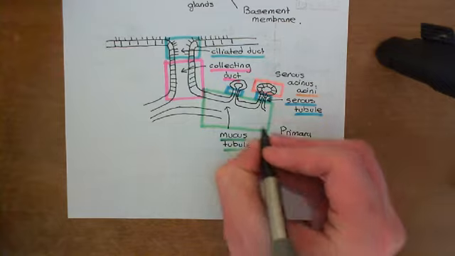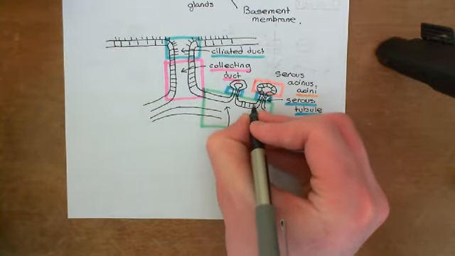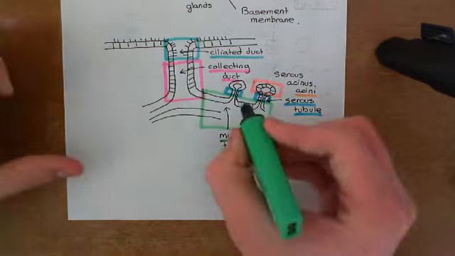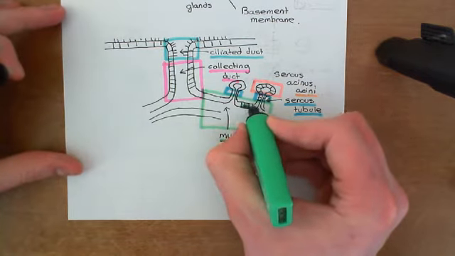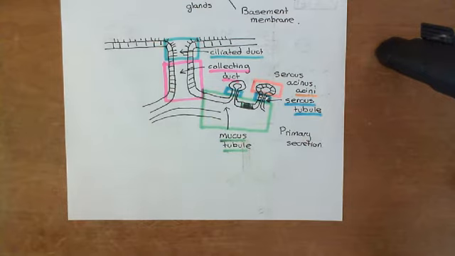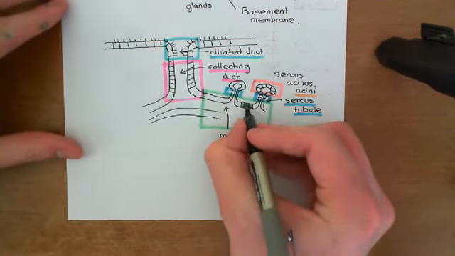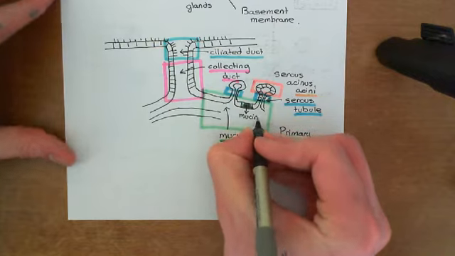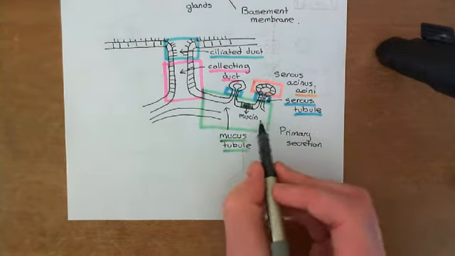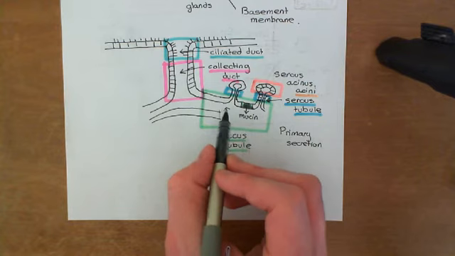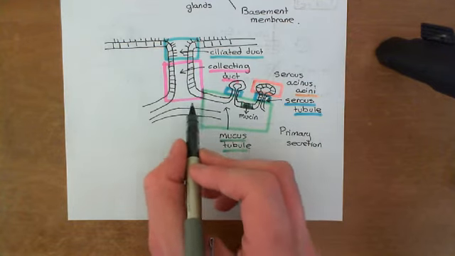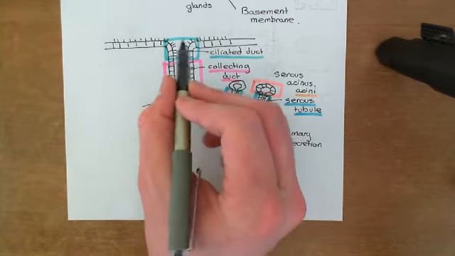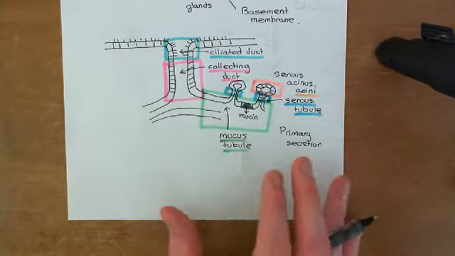Now what then are the epithelial cells of the mucus tubule going to be doing? Well, they do pretty much the same as goblet cells do. These are going to be secreting mucin. These are the mucus tubule cells, and they're going to be putting mucin into the primary secretion to turn it into mucus. And this mucus is then going to move up the mucus tubule into the collecting duct, up the ciliated duct, and then onto the surface.